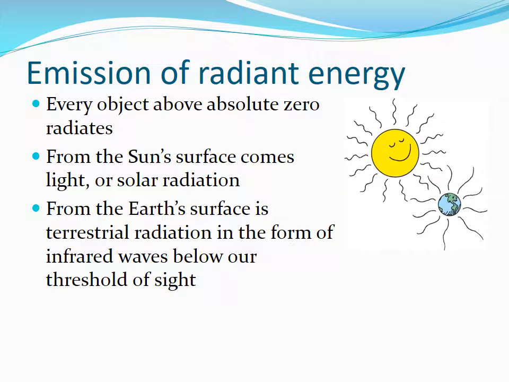Every object above absolute zero radiates. From the sun's surface comes light, or solar radiation. From the Earth's surface is terrestrial radiation in the form of infrared waves, below our threshold of sight. Even people, plants, and animals radiate, but very weakly.